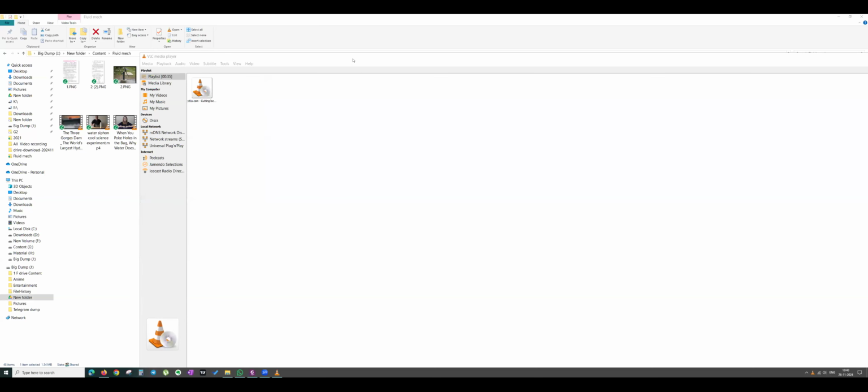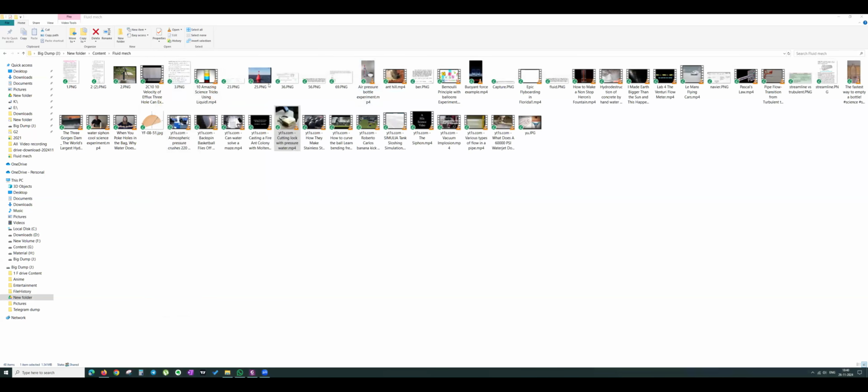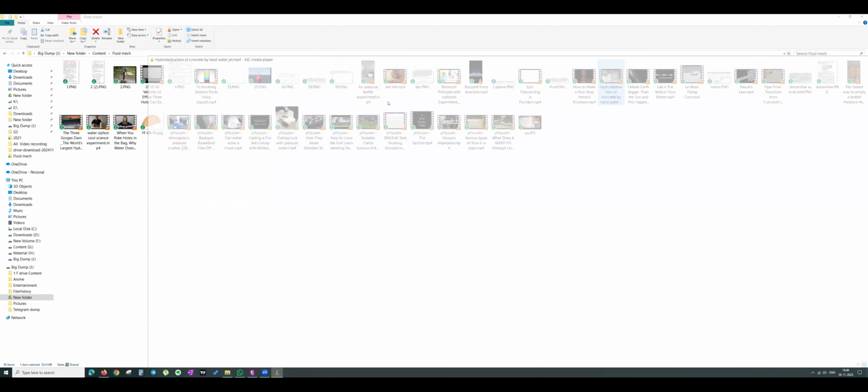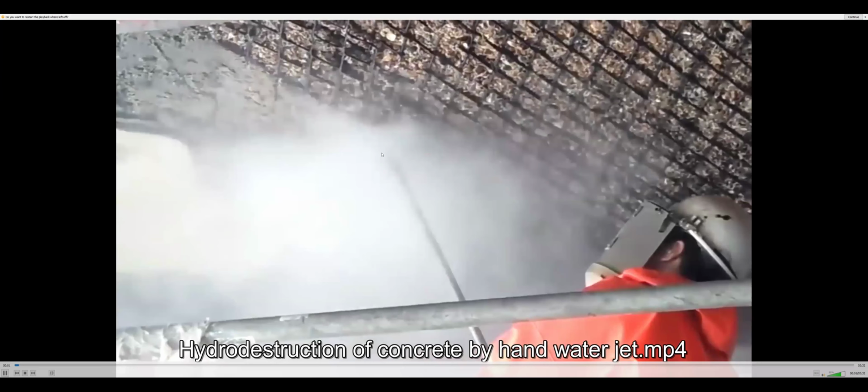It just cuts like butter. Nice, no? So this is actually used, let's say you're building a new road and now you have to remove the old road. It is very difficult to break, because of all this steel and everything. So they use something called hydrodestruction.